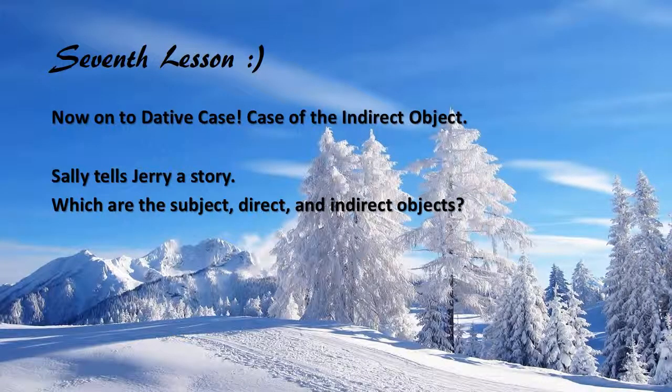All that aside, now we're going to talk about a new case of nouns, which is the case of the indirect object, called the dative case. Now remember, nominative is the subject, accusative is the direct object, dative is the indirect object. Do not get these confused. Here's an example of what we're talking about. Sally tells Jerry a story.